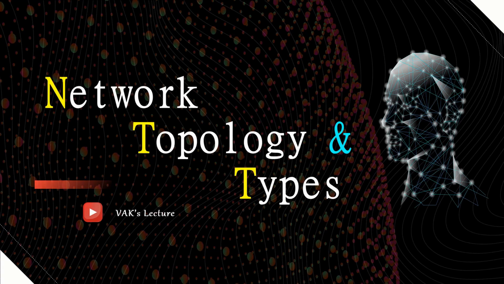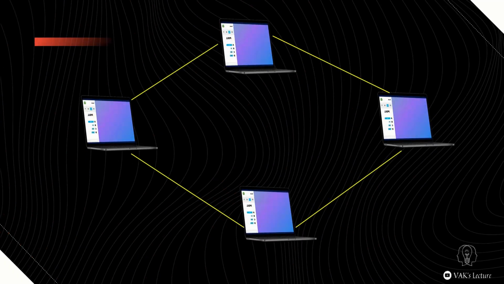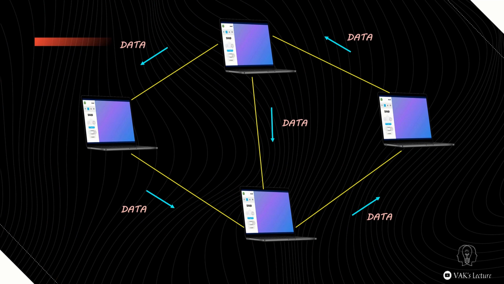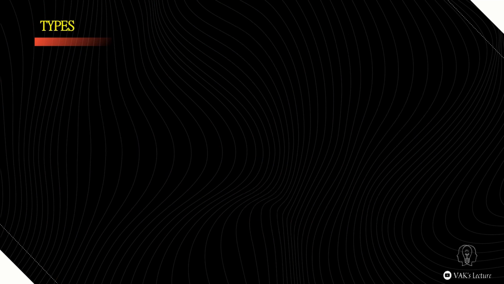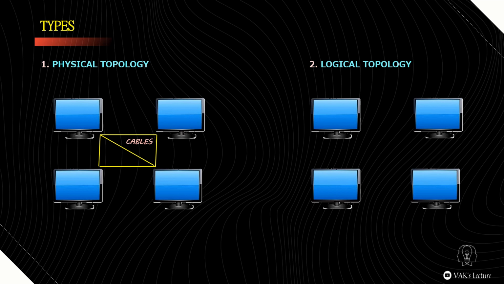So, let us start. Network topology is how computers connect or relate to one another in a computer network. It is of two types, physical topology and the second one is logical topology. Physical topology describes the way computers connect with the help of cables, and logical topology describes the way data flows from one computer to another within a computer network.